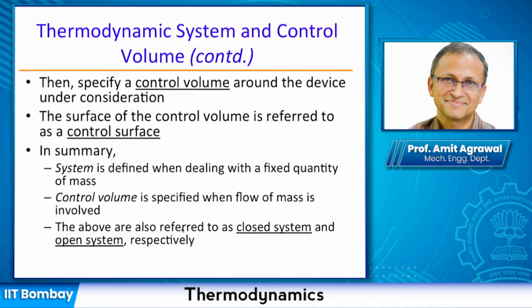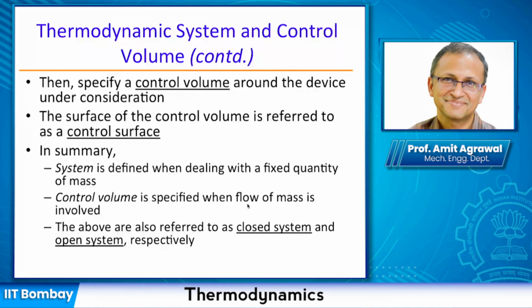Yes, sir. How can we say that? If the conditions of the control volume change with time, like temperature or pressure, the amount of mass that the control volume contains might change with time. Yeah, that's exactly what I'm saying. The mass is changed. So control volume is specified when flow of mass is involved.